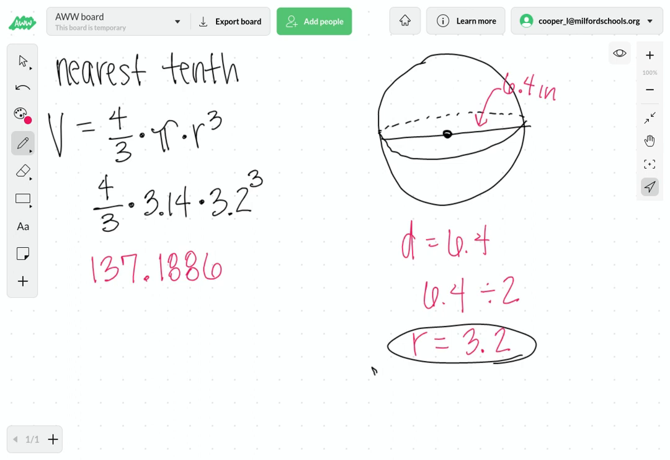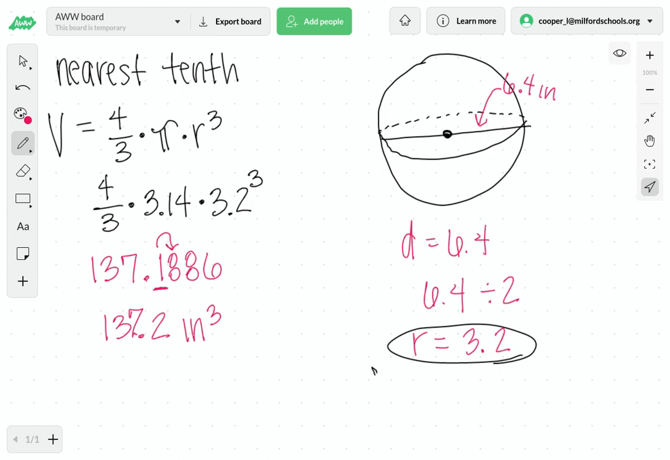And it says you want to round to the nearest tenth. So you need to look at this number right here, right after the decimal. Check that out, and it says that we need to make that 137.2, and that is inches cubed.